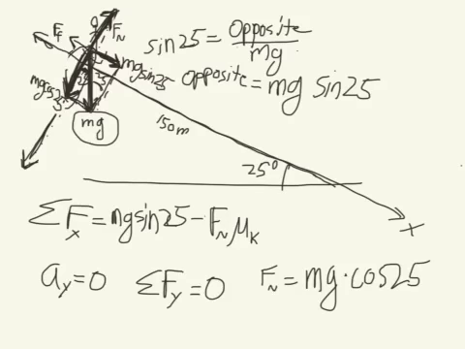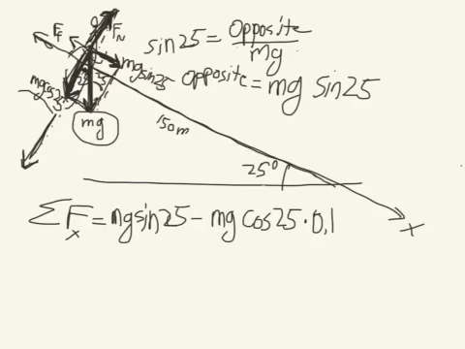So I just labeled these vectors here: mg cosine 25 for this one, and then the normal force, which is equal and opposite to that mg cosine 25. What we can do now is insert that definition of the normal force into here and put in our value of 0.1 for the coefficient of kinetic friction. So we finally have an expression for the net force along the x-axis on me, and this is the force responsible for accelerating me down the slope.